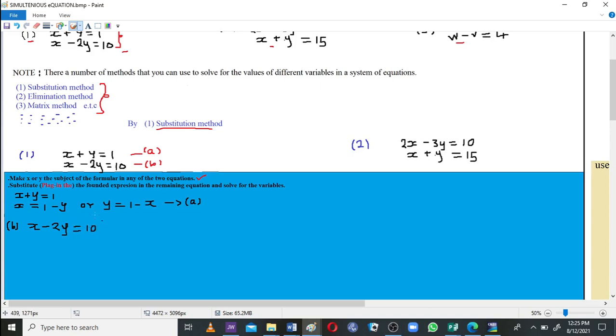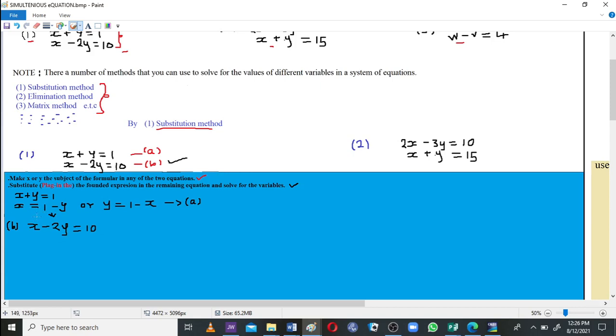So what we need to do is substitute. Now we are on the second point. You need to substitute, or rather plug in, the remaining equation, which is equation B. We take equation B and substitute x or y, whichever you choose. In the first one, let's use x. We made x the subject of the formula, that is x is equal to 1 minus y.